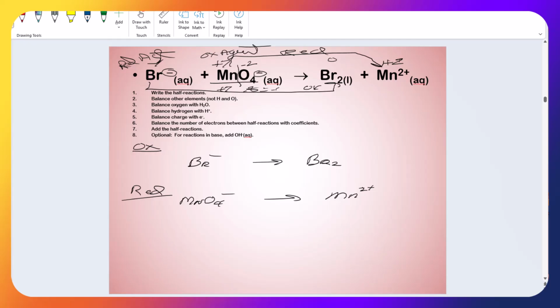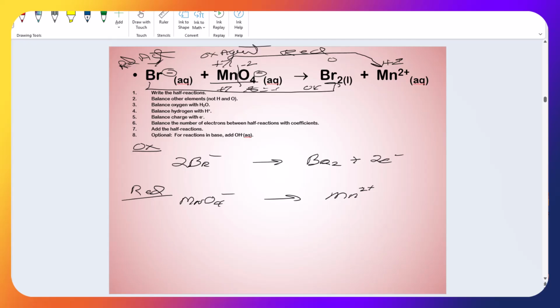All right, so let's take a look at the bromide ion. We don't have to worry about hydrogen, oxygen, just this element. And so I need to get the bromines to be the same number on each side. We're done. This is the oxidation half, so you should note that the electrons go on the product side. And indeed, we've got 2 negative on the reactant side, so we need 2 electrons over here on the product side.